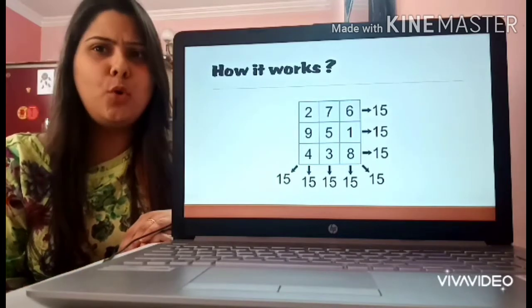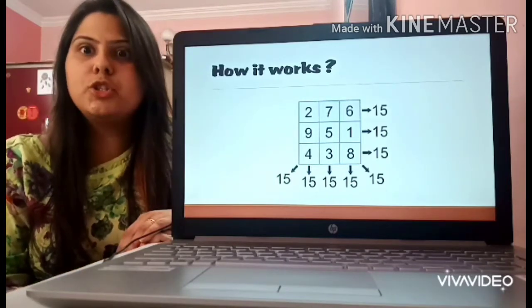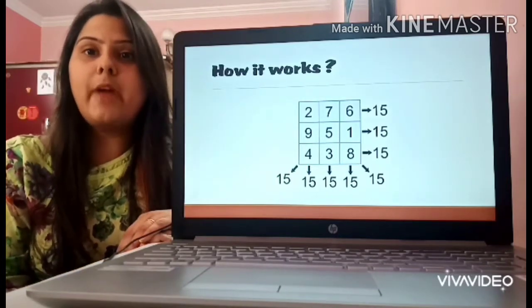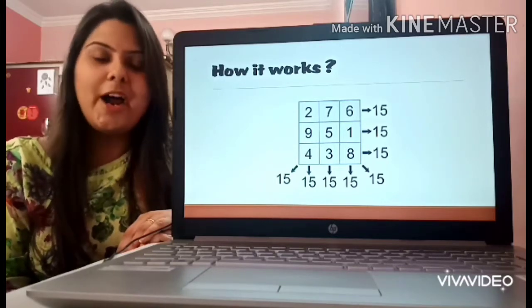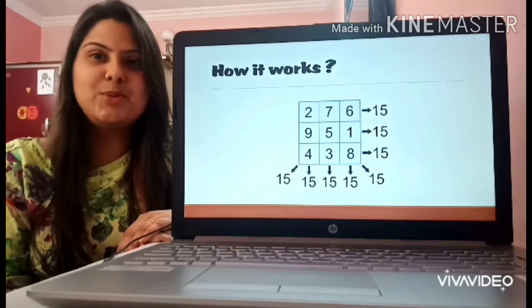Kids, do you know who discovered this magic square? Benjamin Franklin discovered the concept of magic squares. So now, are you aware of the concept of magic squares?